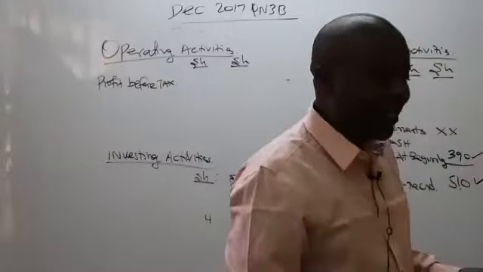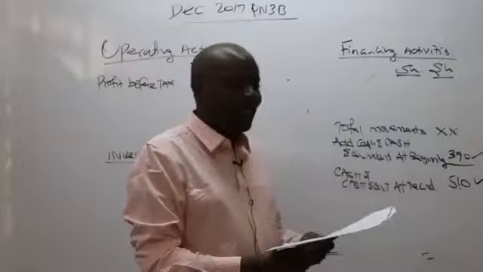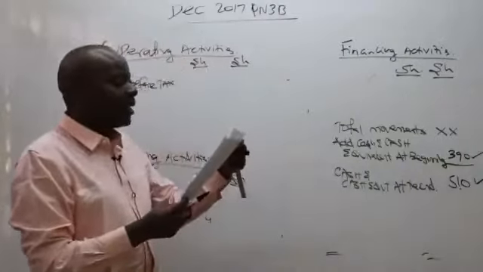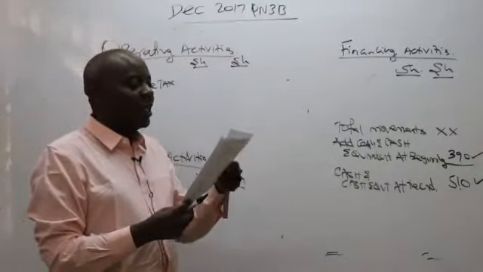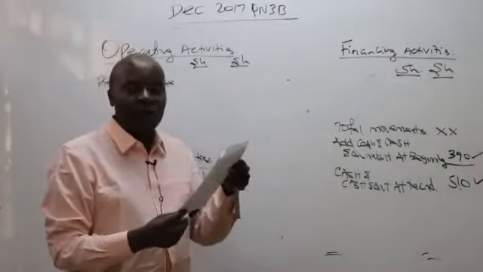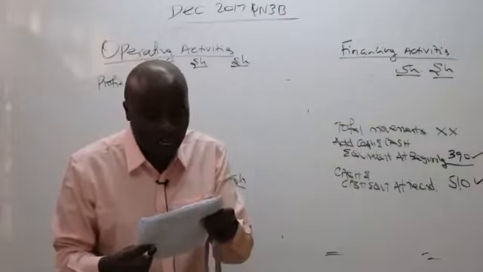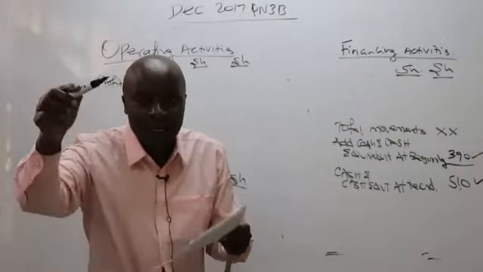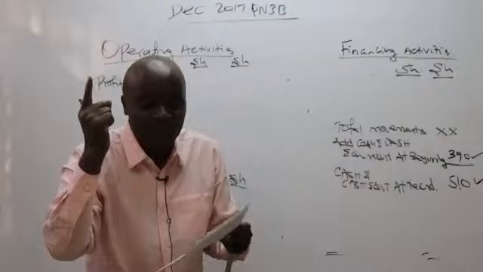Let's go slowly first, profit before tax. Please go straight away to the income statement that you have there. What do we have? Somebody there has the profit before tax. Remember, the income statement will be given to us for just 1 year.